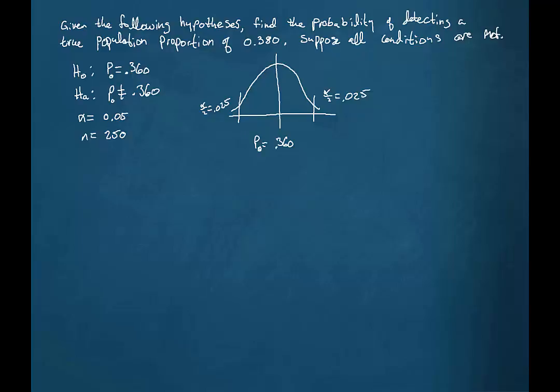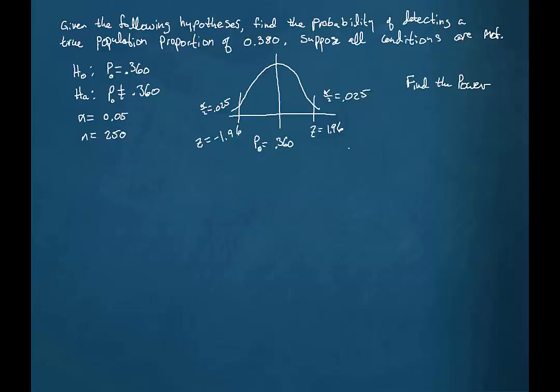This is a two-tail test, so we would have 0.025 in the left tail and 0.025 in the upper tail. Alpha over 2 then would be 0.025, in other words. And these z-scores would be 1.96 and negative 1.96. The question is to find the probability of detecting a true population proportion of 0.380. What that means is to find the power.